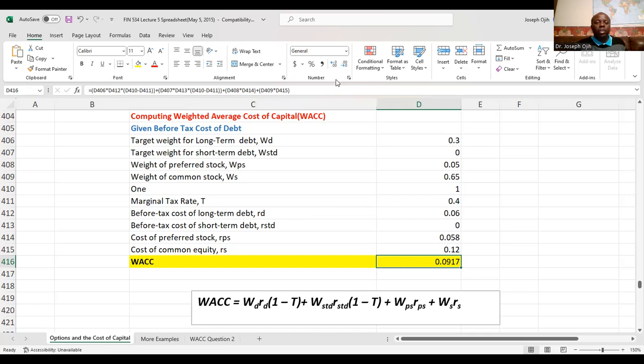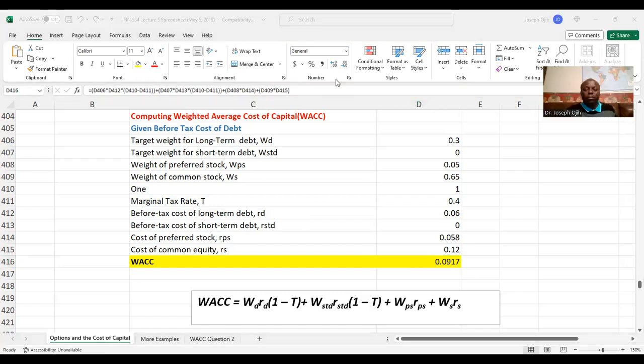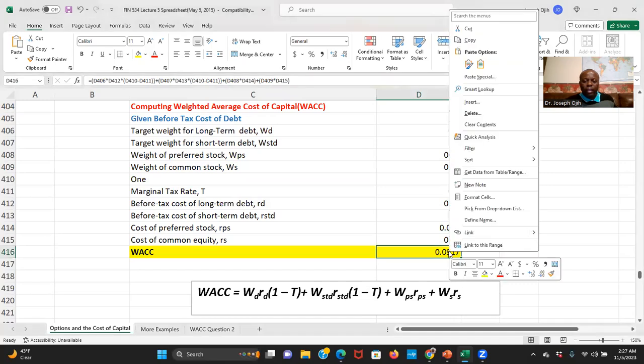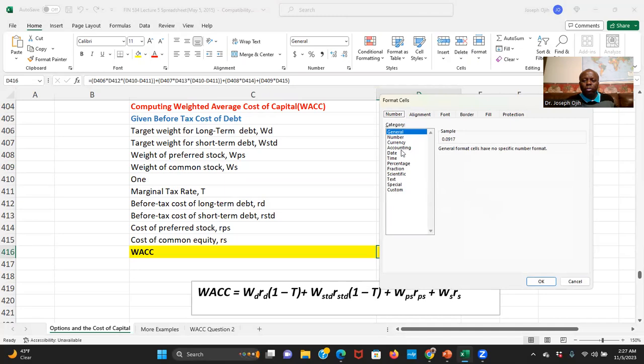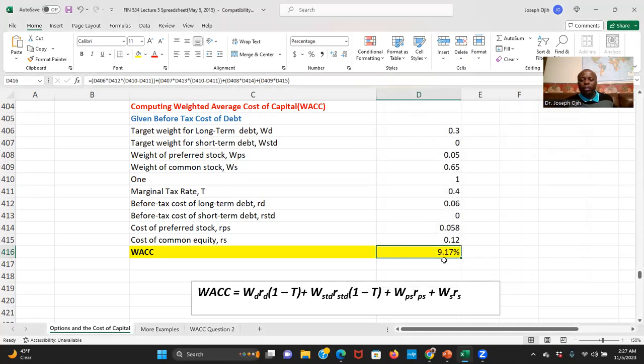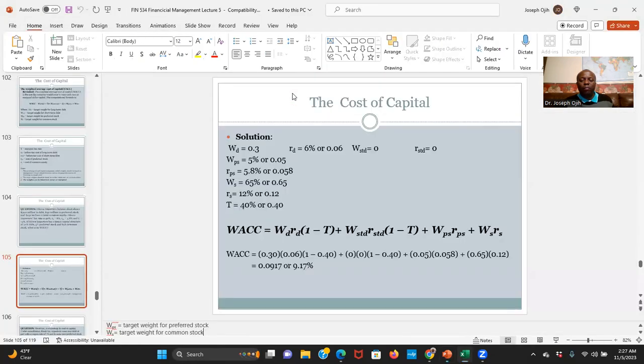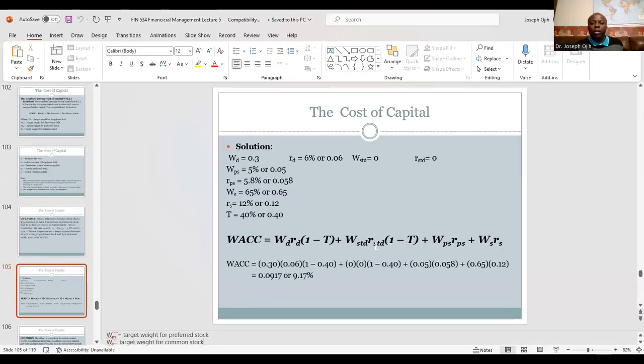Okay, two ways you can do this. You can right-click on it, choose Format Cells, and then choose a percentage. Okay, that's it right there. Click OK. 9.17%. So that is the weighted average cost of capital for the Oluwa Importers Incorporated.